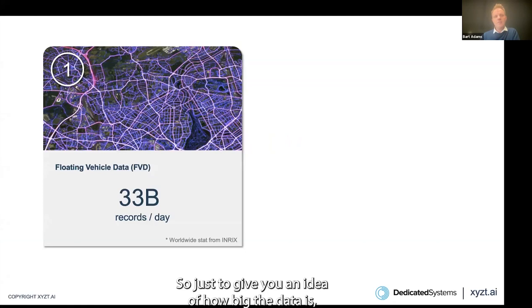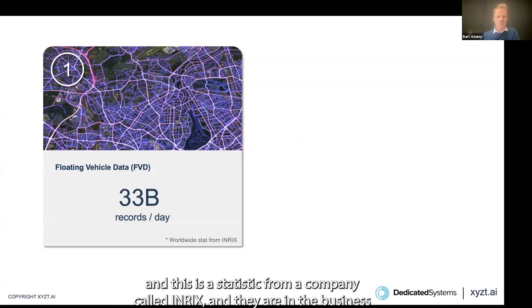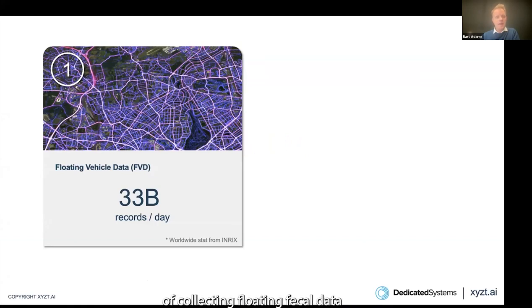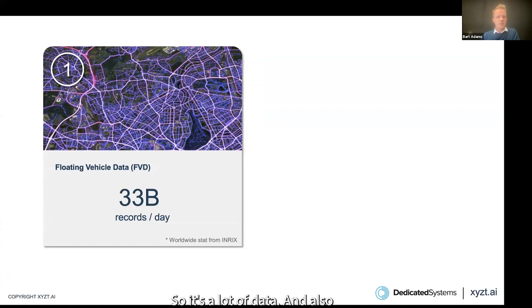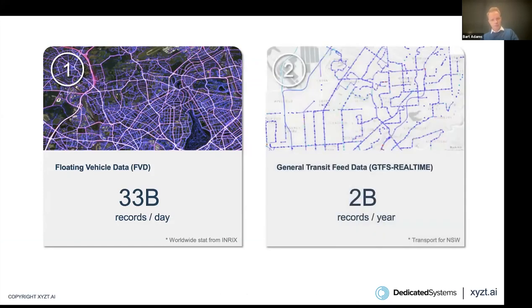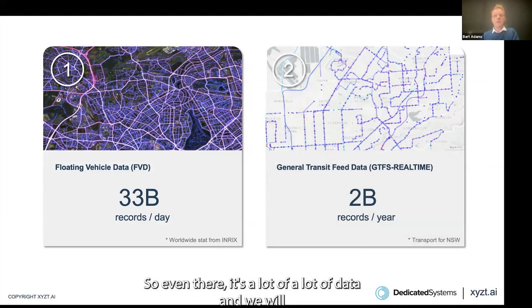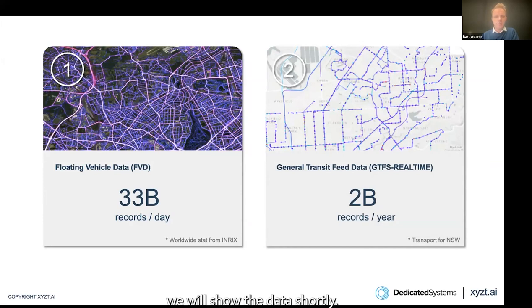So just to give you an idea of how big the data is, this is a statistic from a company called INRIX, and they are in the business of collecting floating vehicle data and merging data from different providers and making the data available to the mobility market. And they collect about 33 billion location records a day. So it's a lot of data. And also in the GTFS space, there is a lot of data being generated. So Dave, I think this statistic is for NSW, and it's about 2 billion records a year. So even there, it's a lot of data, and we will show the data shortly.